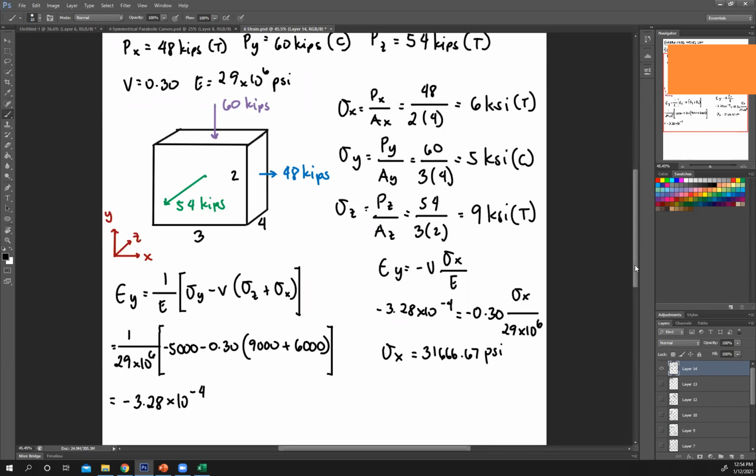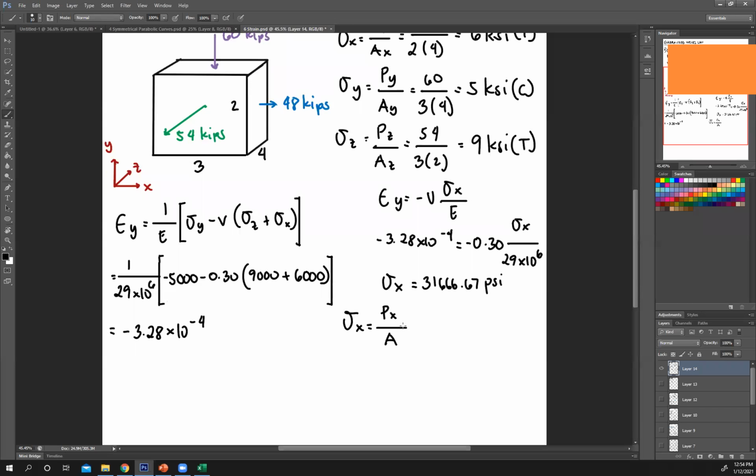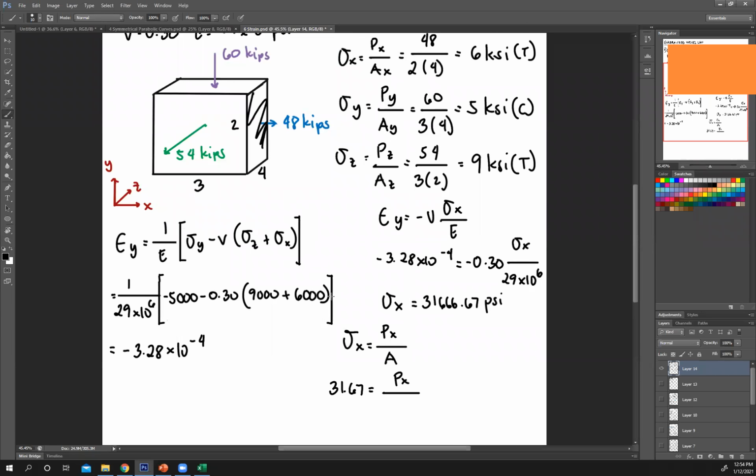Now, to get the force, we're looking for force. Remember, stress equals force over area. It's not stated here what the unit of force should be, but since our units are in kips, we want our final unit to be in kips as well. So psi converts to ksi by dividing by 1,000. So 31.67 equals Px all over A, and A is this area, right? So 4 times 2. Therefore, what's Px?